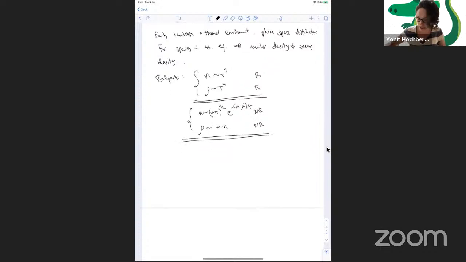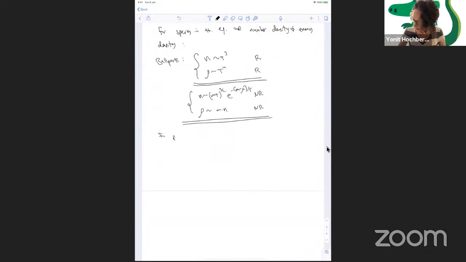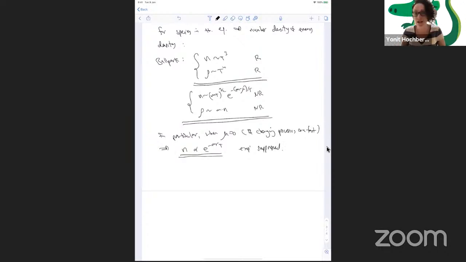And very importantly, in particular, if I have some rapid number changing processes, so when the chemical potential equals 0, if I have some number changing processes that are fast, then what happens is that the number density is exponentially suppressed. Number density goes like e to the minus m over T, exponential suppression. Okay, so this is the type of behavior that we're going to be using throughout.